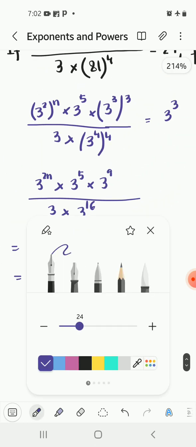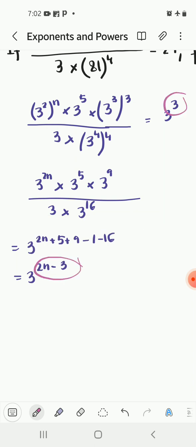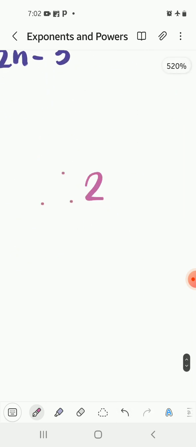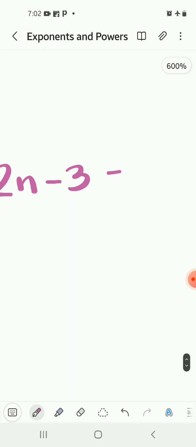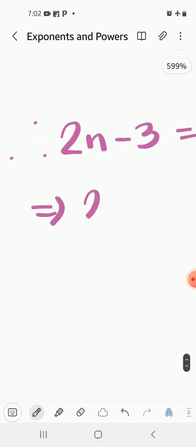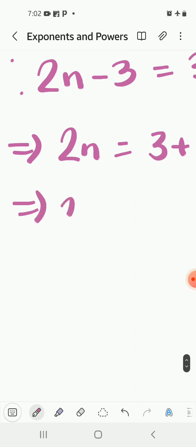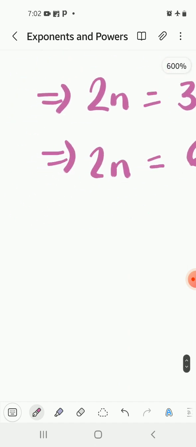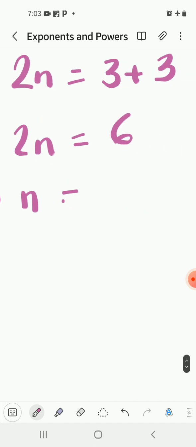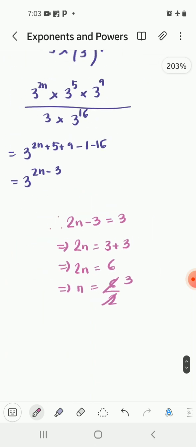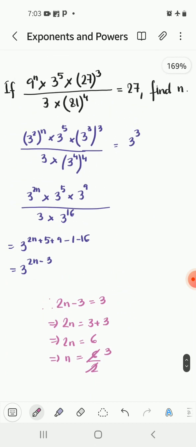Now see, from here we can derive that 2n minus 3 is equal to this 3. So we are going to write this, that means 2n minus 3 is equal to 3. We are going to solve it. 2n is equal to 3. Minus 3 moves to the other side, so this becomes plus 3. And then 2n is equal to 3 plus 3, 6. And n is equal to 6 by 2. Cancel it out, my answer will be 3. So the value of n becomes 3. So this is how we are going to solve these kind of questions.